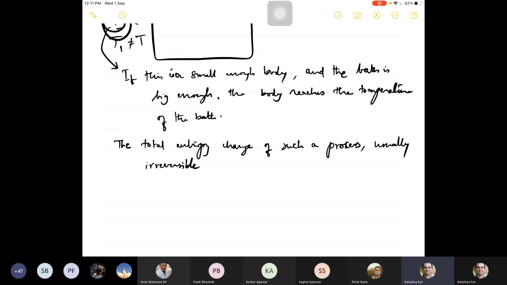and the probability of the forward process is finite, is positive. Okay, the total entropy change of such a process, usually irreversible, is positive.